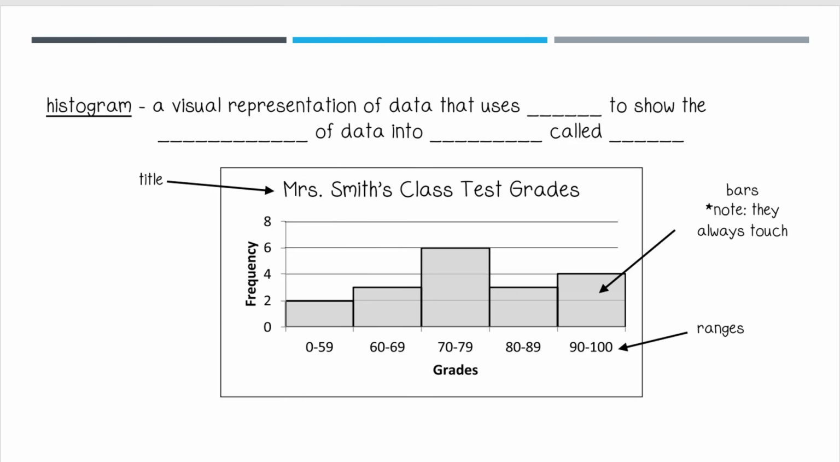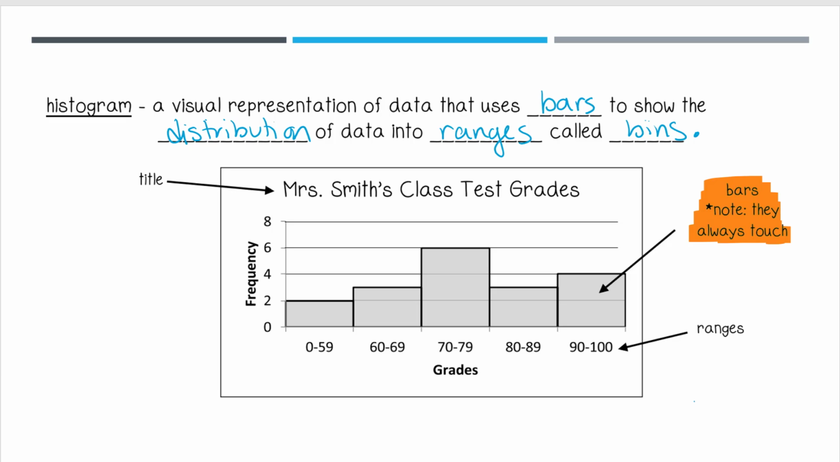Histograms. A histogram is a visual representation of data that uses bars to show the distribution of data into ranges. And those ranges are called bins. So one key thing that I want to point out with a histogram is that the bars always touch each other. Whereas in a bar graph or a bar chart, you could have spaces between the bars. So these are all smushed together.